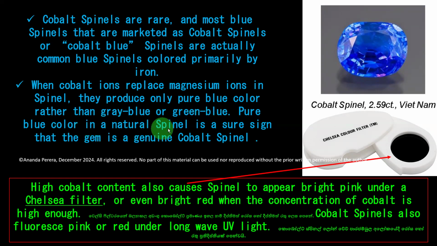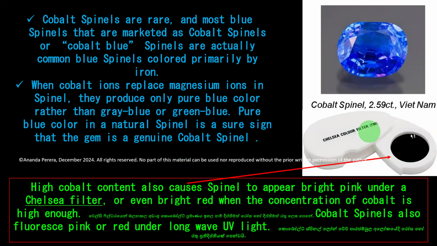Pure blue color in a natural spinel is a sure sign that the gem is a genuine cobalt spinel. That color is this, electric blue. This is from Vietnam. This is the Chelsea filter. The Chelsea filter can recognize the cobalt color spinels. High cobalt content also causes spinel to appear bright pink under a Chelsea filter.